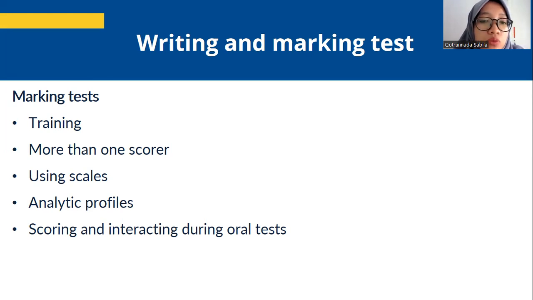The more people who look at a script, the greater the chance that its true worth will be located somewhere between the various scores that are given. And then using scales. One way of specifying scores that can be given to productive skill work is to use predefined descriptors of performance, such as the CEFR or the Global Scale of English. And then analytic profiles. With analytic profiles, marks are awarded for detailed elements which contribute to global scale descriptions.